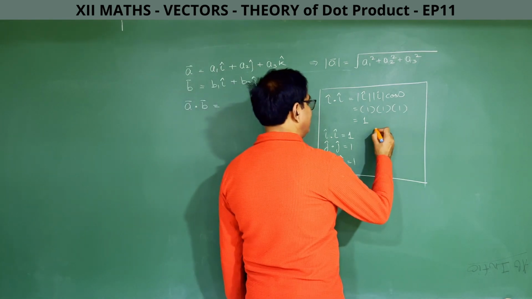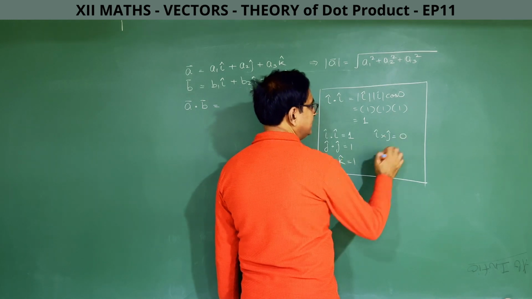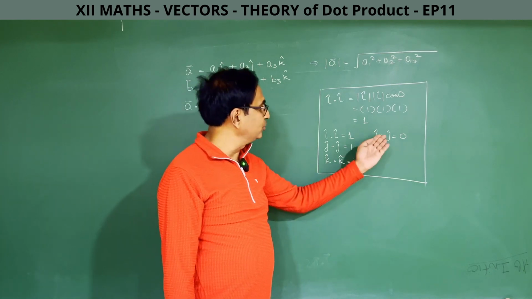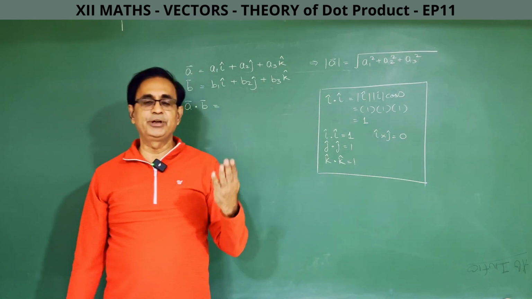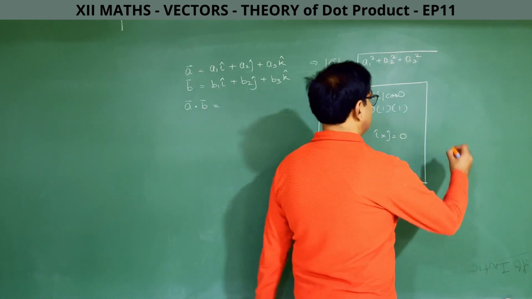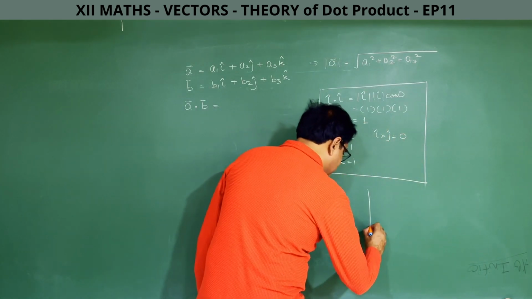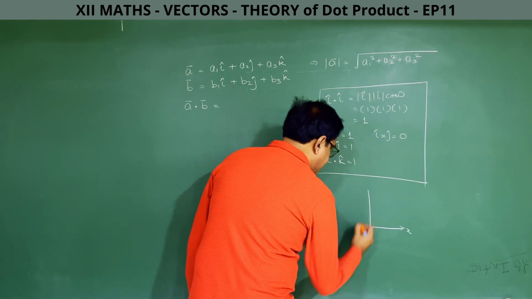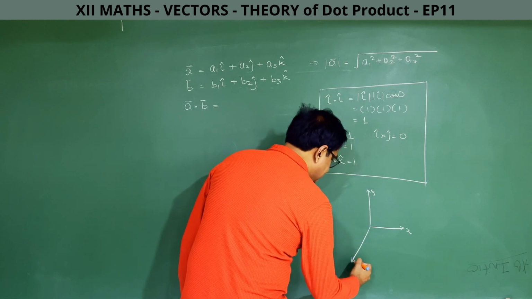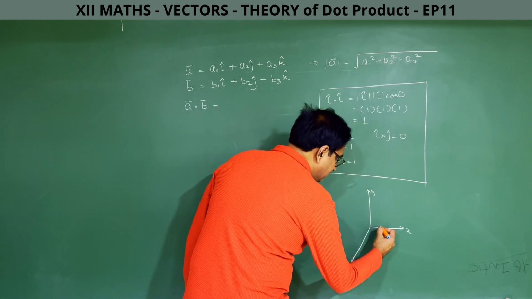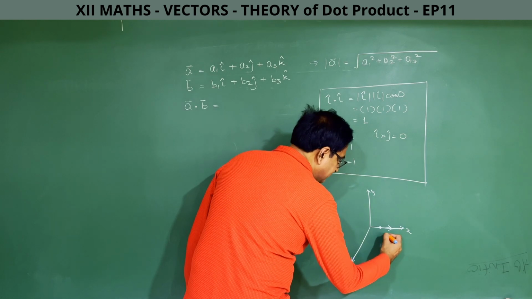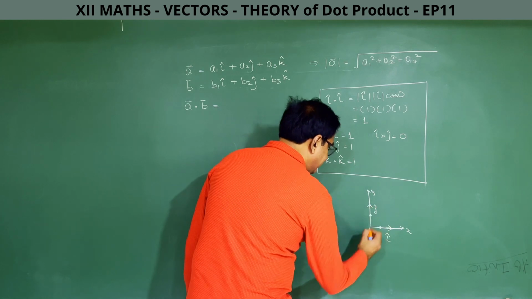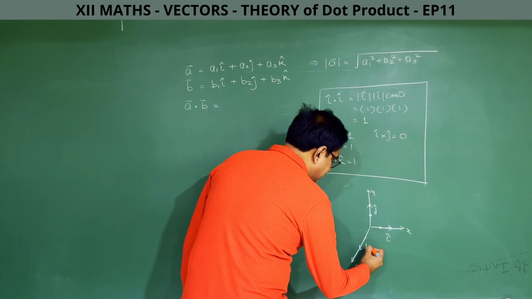And what will be i dot j? 0, because the angle between i and j is 90 degrees. Some students who are attending the class for the first time today will wonder what this j cap is. j cap is a unit vector along the y axis. So, I can draw it like this for you. This is the x axis, I can take this as the y axis, this as the z axis, three dimensional. A unit vector along the x axis is i cap, a unit vector along the y axis is j cap and a unit vector along the z axis is k cap.